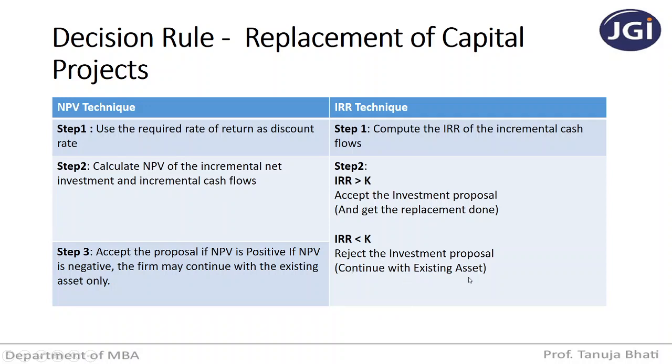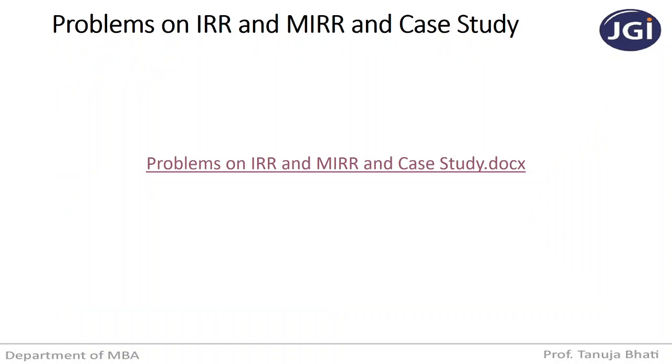and continue with the existing asset, because always remember your return should be more than the cost. If the cost is more than the return, obviously you're going to reject it and not accept that proposal. So we have completed the theory part of IRR, MIRR and case study. Now let us go to the problems to understand the theory better.